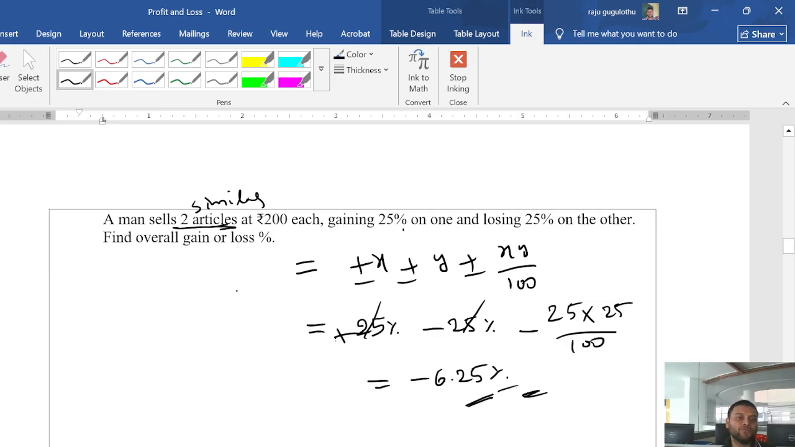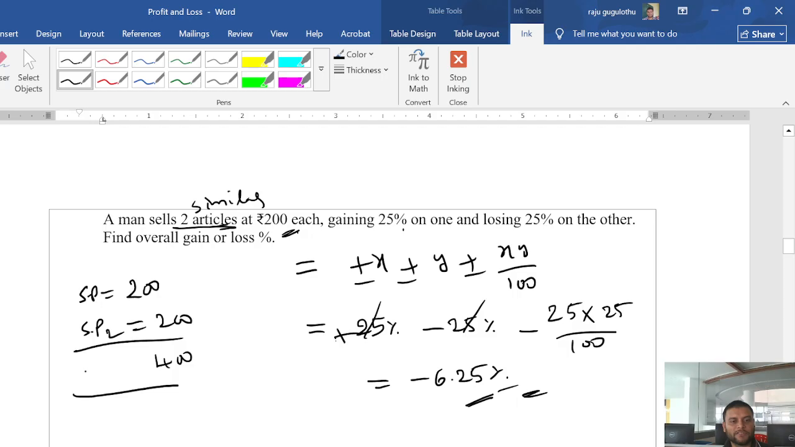If you want to do this question in another way, I'll give you the overall idea. The selling price of the first article is 200. The selling price of the second article is also 200, because both articles were sold at 200. So the selling price of both the articles is 400. This is the overall selling price.